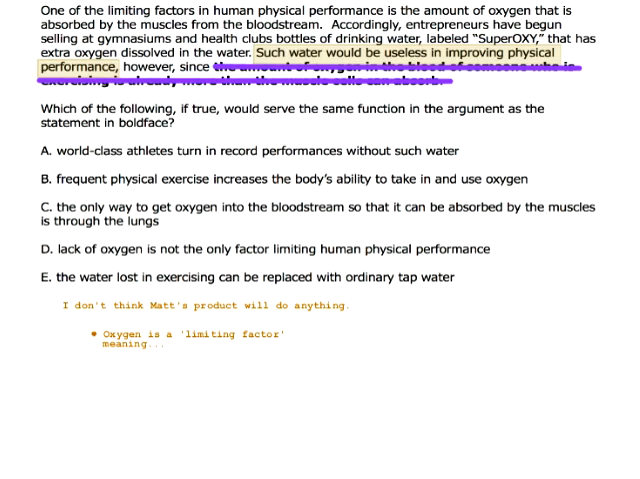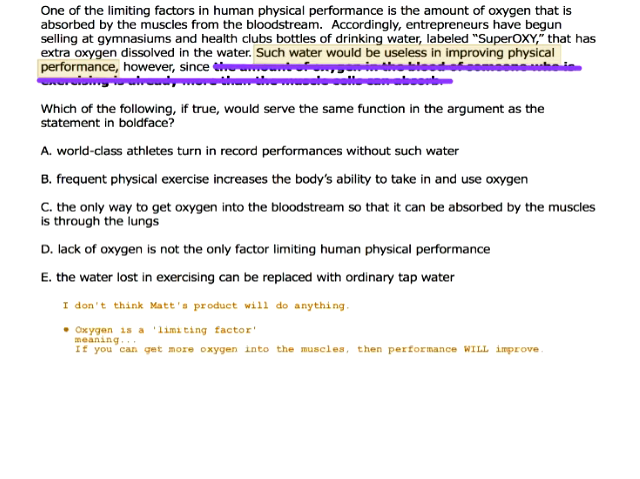Not might, because that's the very definition of what a limiting factor means. It means that that is the thing that is putting a ceiling on your performance. So, okay, you can't argue against that. That's what limiting factor means.